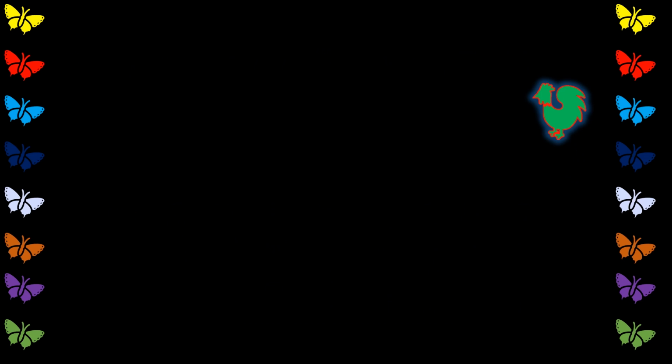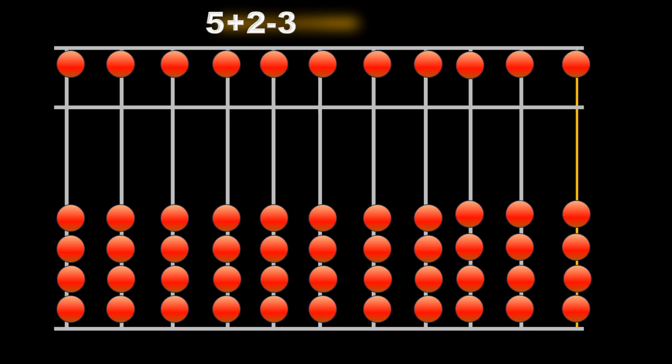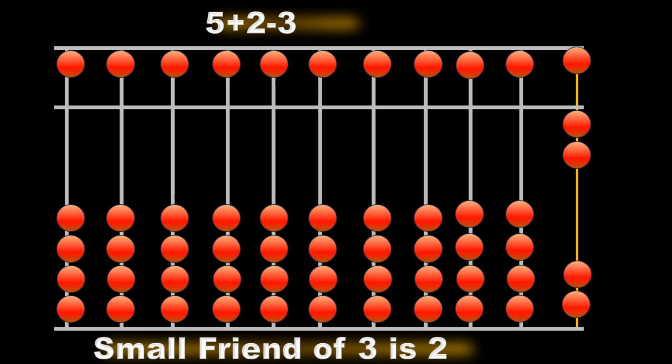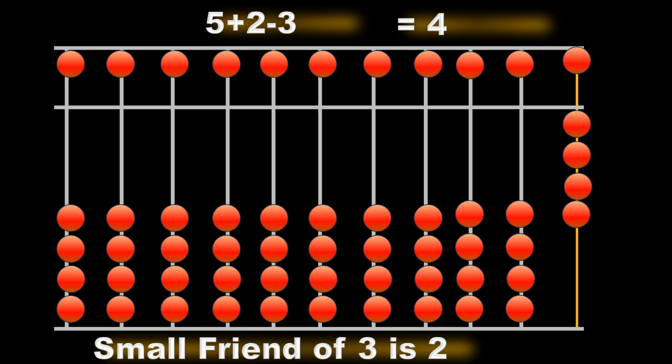The next question is 5 plus 2 minus 3. First add 5 in one's place and add 2 lower beads, the second digit. Now third digit is subtract 3. We have to see small friend of 3, which is 2. So subtracted 5, added 2. So the answer becomes 4.